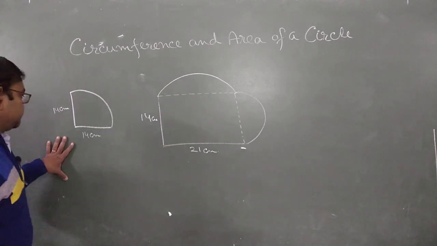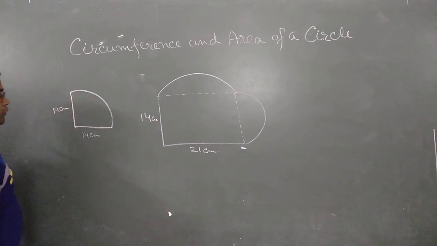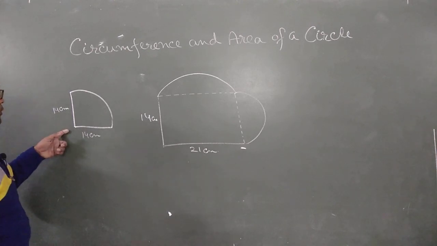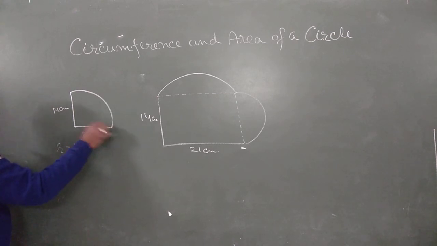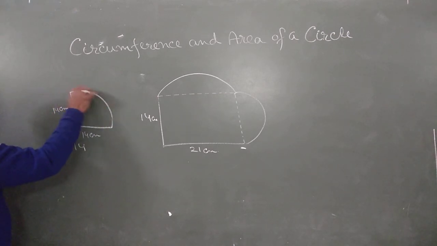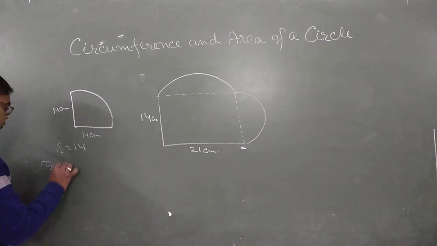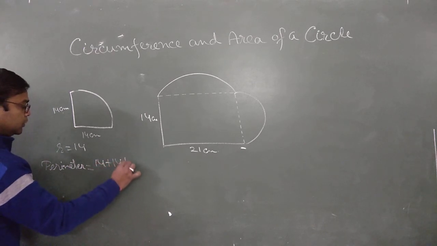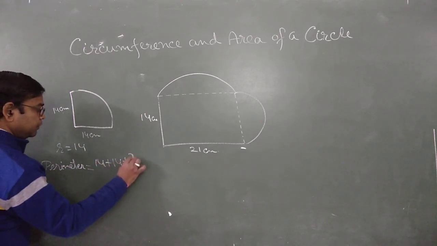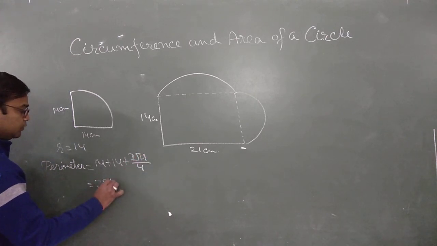So first come to the first figure. In this case, what do you observe? This is the quadrant of the circle. So in this case, we have radius r equals to 14. So this is 14. What about this arc? This is 1/4 of the perimeter of the circle. So it's 14 plus 14 plus 1/4 of perimeter, meaning 2 pi r upon 4. Then you can easily solve it.